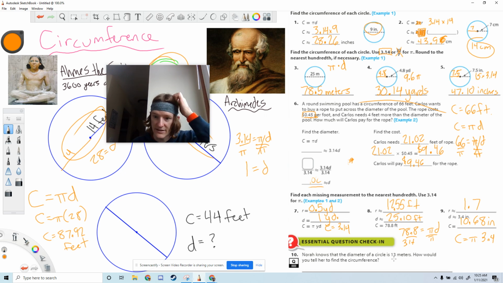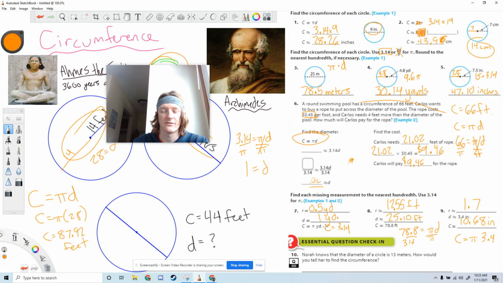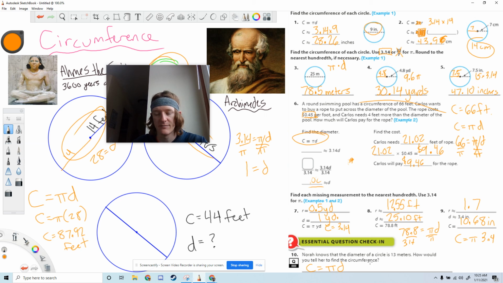For number 10, Nora knows the diameter of her circle is 13 meters. How would you tell her how to find the circumference? Well, here's our answer. We need you to tell me in words how to use C equals pi times d. For example, if she knows her diameter is 13 meters, all she's going to have to do is multiply that by pi and then make sure she includes the label meters.